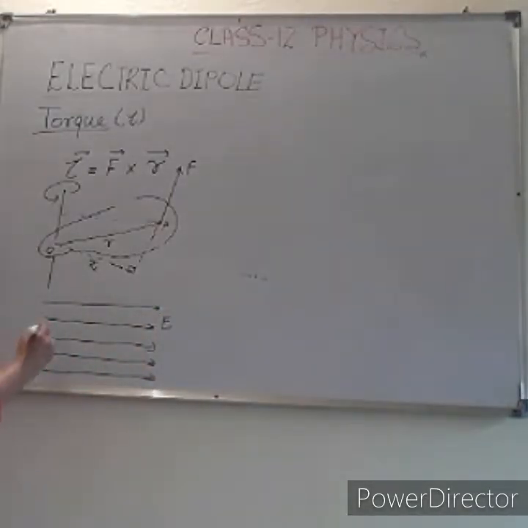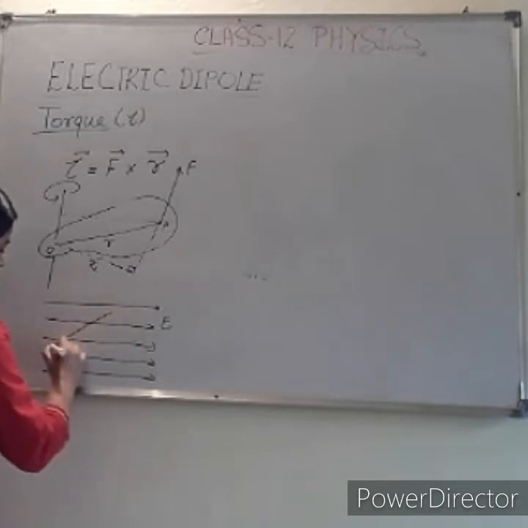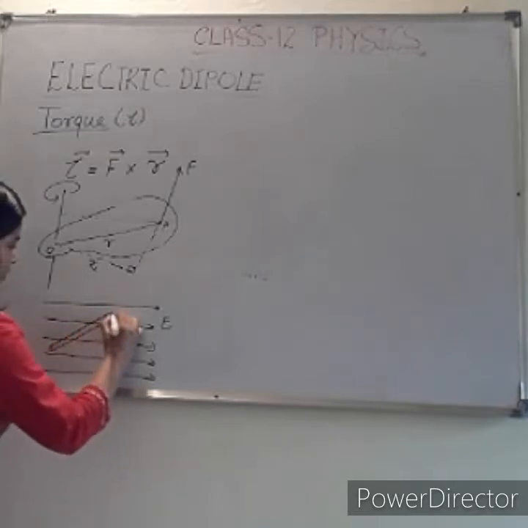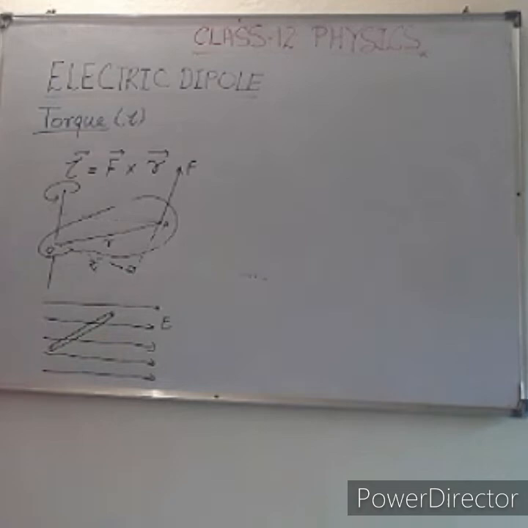Okay, and a dipole is situated here in the uniform electric field. Let the minus q charge be present here and the plus q charge be present here. This is not placed exactly parallel to the field. Okay, this is placed at some angle to the field. So minus q is here. You can draw the force on the individual charges here.